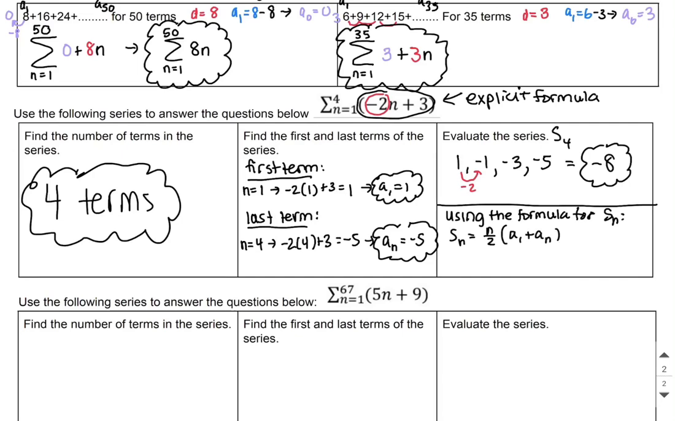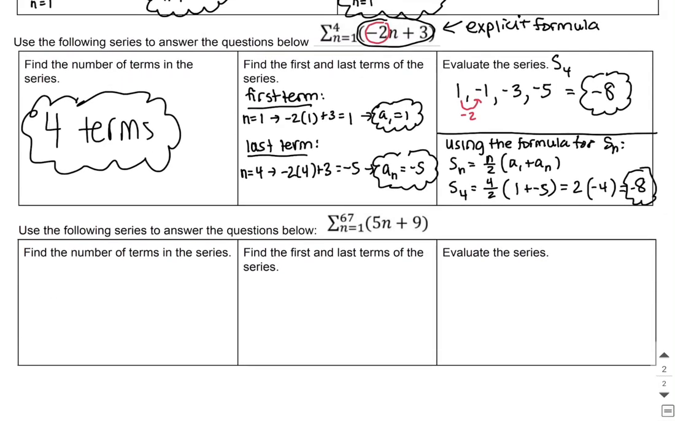So I'm going to plug in all of this information. I have 4 terms here that I'm summing together, so n is 4. I'm dividing by 2. That's telling me I have 2 total pairs. And the sum of each pair is 1 plus negative 5. The first term was 1. The last term was negative 5. When I do this, I have 2 times negative 4. Each pair is negative 4. I get a total of negative 8, which is the same answer. All right, let's try the next example.